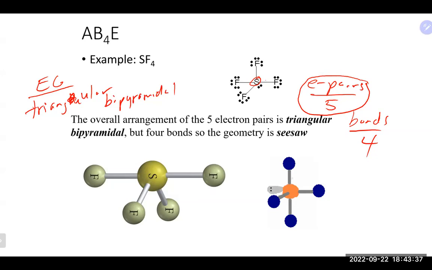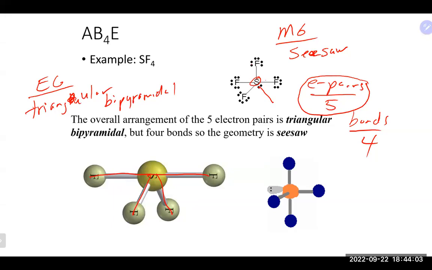Here we do have the non-bonding electron pair there. So what's going to happen is that non-bonding electron pair is going to kind of go away. These guys are going to spread out. And as you can see, it makes a seesaw type of shape. And the molecular geometry here is seesaw. Some people will also call this a distorted tetrahedral.